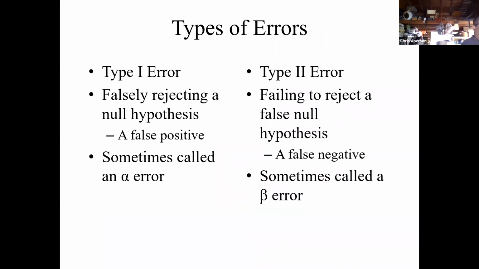Now, again, type 1 error, falsely rejecting a null hypothesis, false positive, sometimes called an alpha error. Type 2, failing to reject a false null hypothesis, a false negative, sometimes called a beta error.